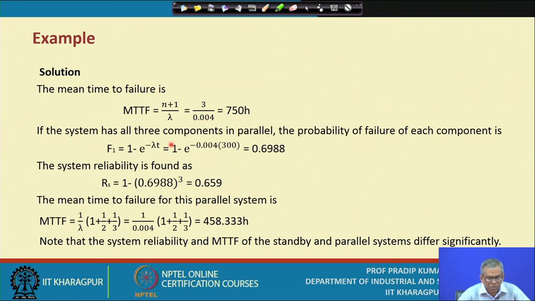And if the system has all 3 components in parallel, obviously F1 is 1 minus e to the power minus lambda t, and the system's reliability will be 1 minus F1, that means 0.6988 to the power 3. Is it okay? So 0.659. So you will find that the equivalent parallel system has less reliability. For the mean time to failure of parallel systems, we already know the expression for MTTF: 1 upon lambda into (1 plus 1 upon 2 plus 1 upon 3). Is it okay? So this value is 458.33 hours.